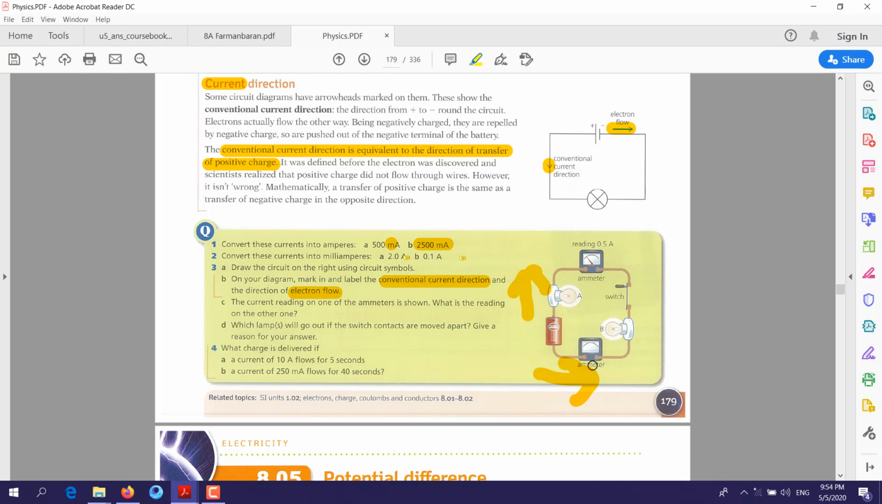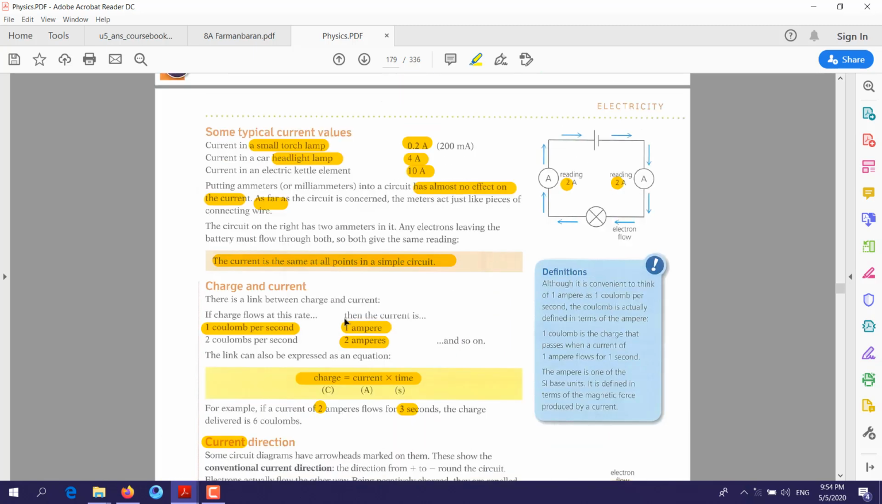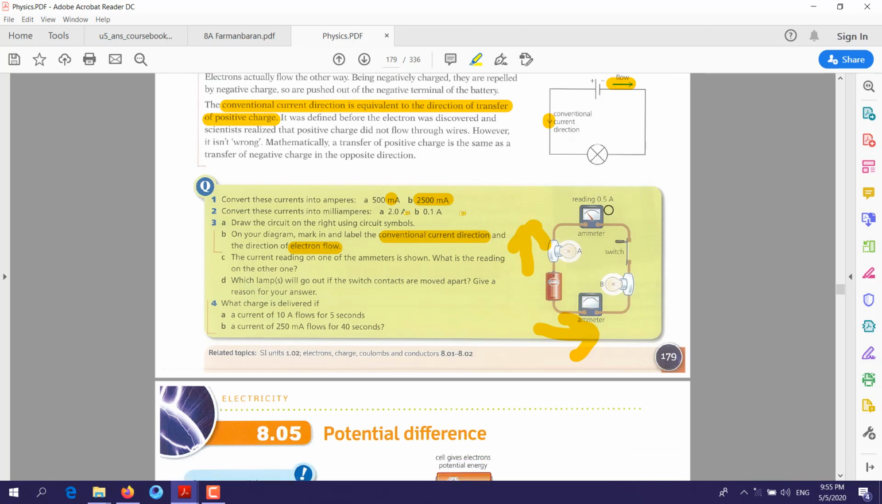If the first one is 0.5, how much will the second one be? It will also be the same, because when we explained about the ammeter, we said it will always give the same reading. The current is the same at all points in a simple circuit. So here, if it's 0.5, also here it will be 0.5.